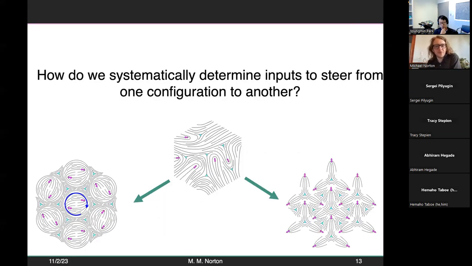So this is where my research comes in. We have all of these experimental tools, especially these light-activated tools, where we have the ability to apply spatial temporal control to these materials to try to get them to do things beyond just the chaotic mixing that they were doing before. This is just a cartoon showing maybe some of the exotic states that we might be able to drive the system into. But the question is, how do we systematically determine what those inputs need to be to get us to the desired configuration, right?